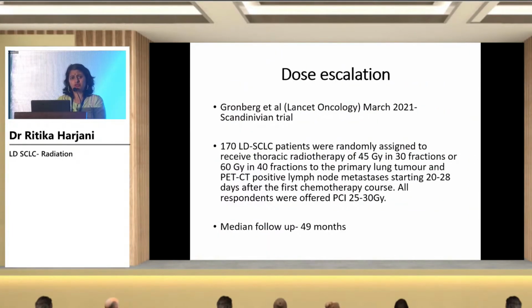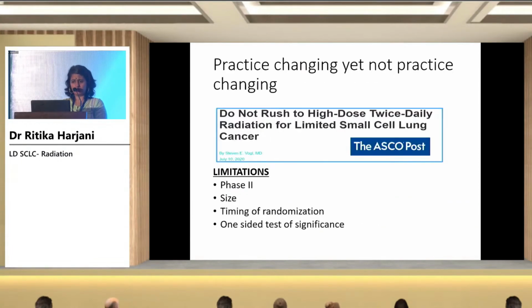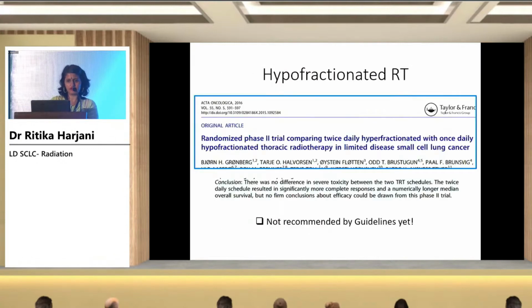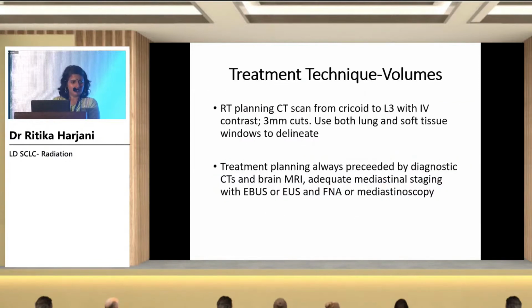Similarly, 45 grays is also considered to be a slightly lower end of the dose spectrum. So there were trials to actually think of higher doses, and that also showed that it is superior. But an ASCO post said that that is just a phase 2 trial. The sample size was low, and it was a one-sided test of significance. So statistically not that robust. So even today, 45 grays BD is the standard of care. Hypofractionated was tried too, but not yet recommended.